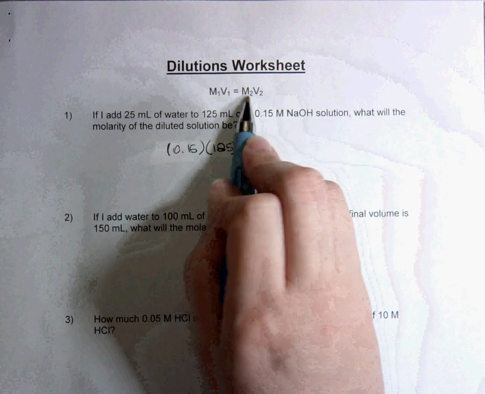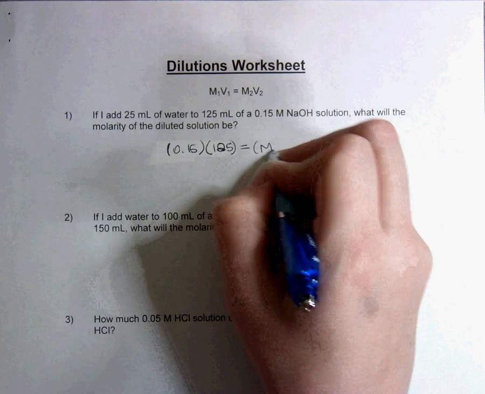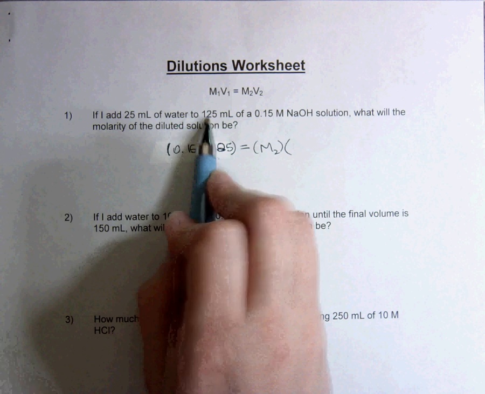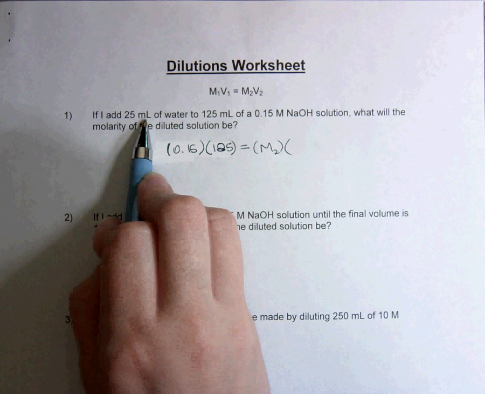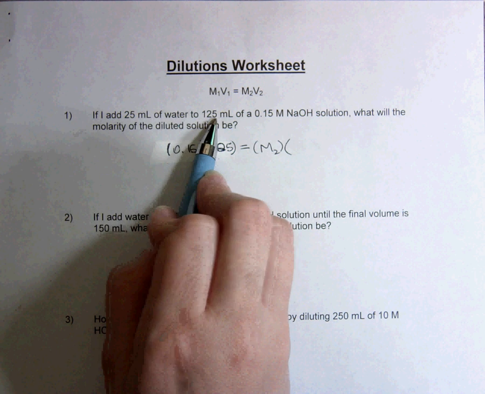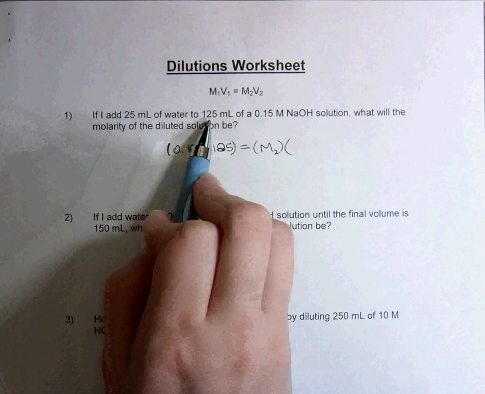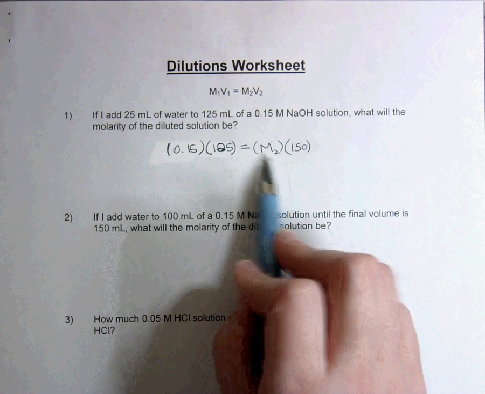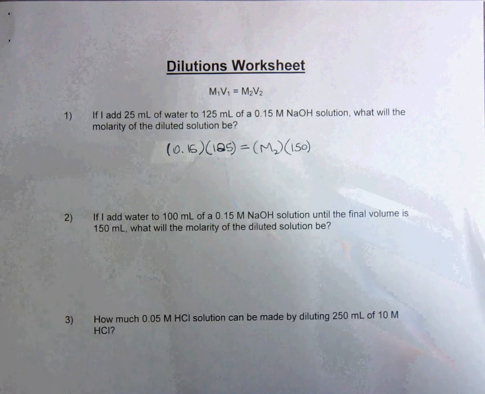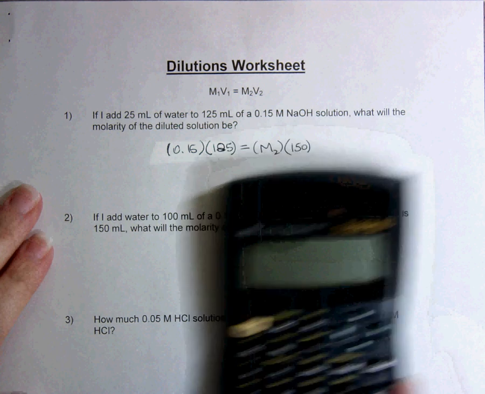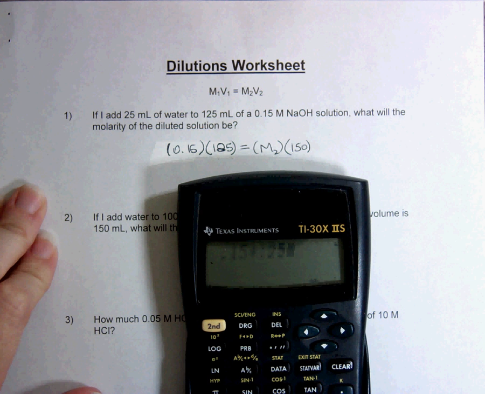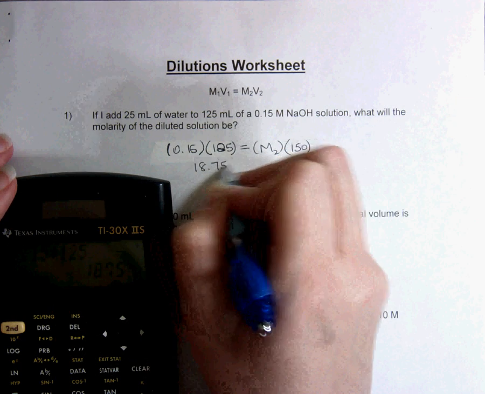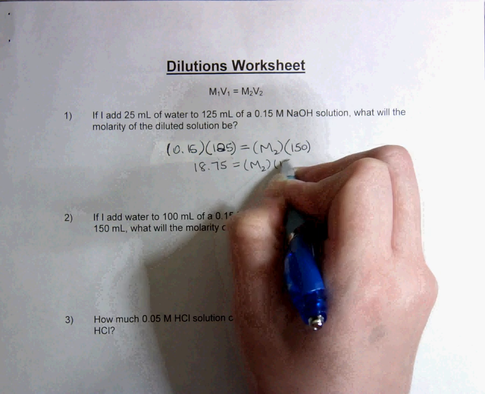This is going to equal my new molarity, which I don't know, so I'm going to leave that as M2, times my new volume. It says I had 125 milliliters and now I've added 25 to that. If I add 25 to 125, that means I've literally added 25 and 125 together. That makes 150. Now, what I'm trying to do is solve for M2. I know that these two are going to multiply together. When I do that on my calculator, 0.15 times 125 gives me 18.75. So I'm going to have 18.75 equals M2 times 150.